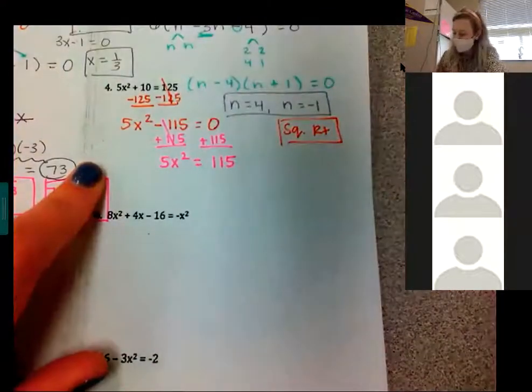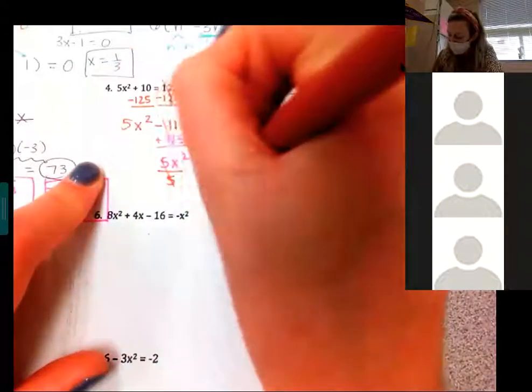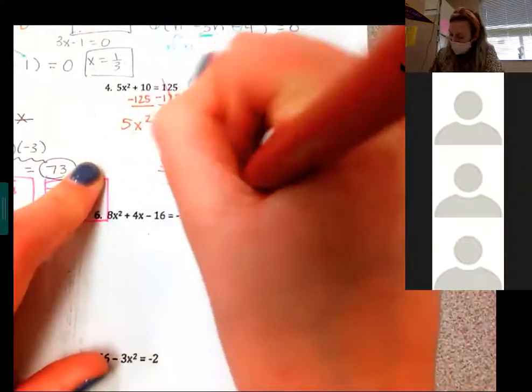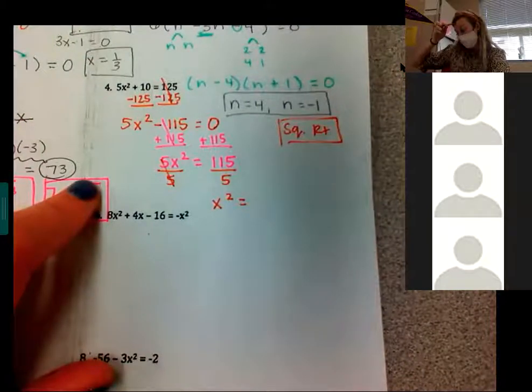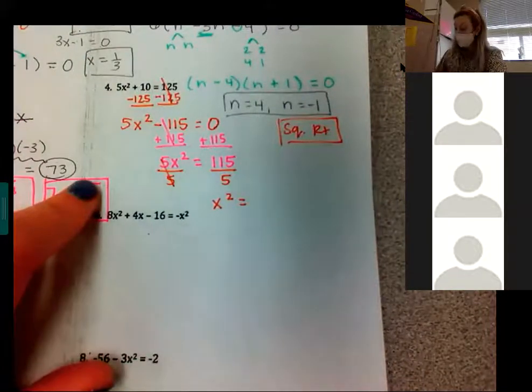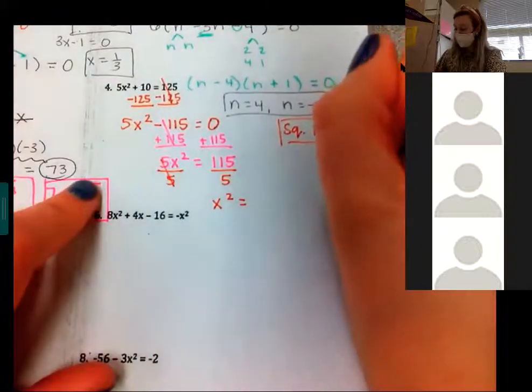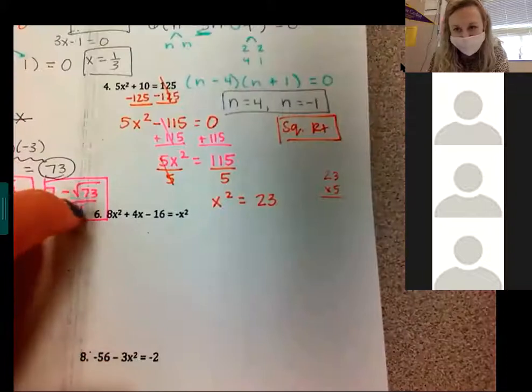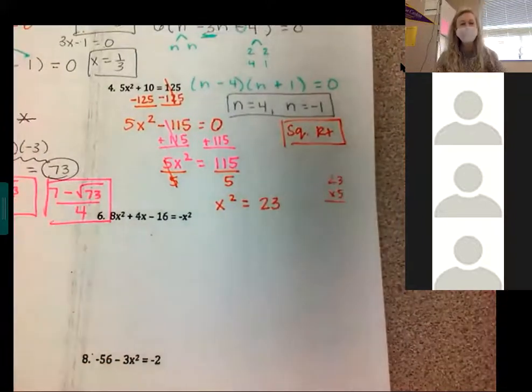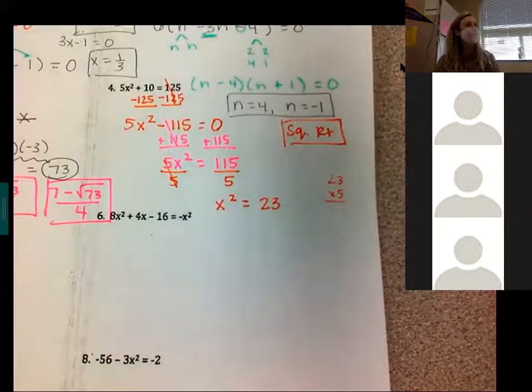Very good. Divide by 5. I have no idea what that is off the top of my head. Is it 23? Yeah, it's 23. Did you type it in your calculator? Yep. All right, x squared is 23.